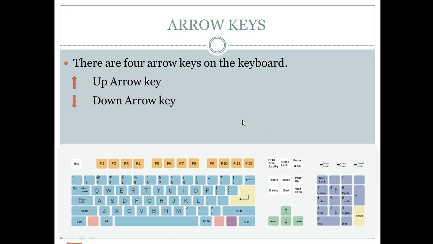And the next one is the left arrow key. This is the left arrow key where I'm moving the mouse pointer. And the fourth one is the right arrow key. This is how the right arrow key looks, and this is the position where the right arrow key is present. So these are the 4 arrow keys. Using these arrow keys, we can move the cursor. Let me show you the cursor and how to use these arrow keys.